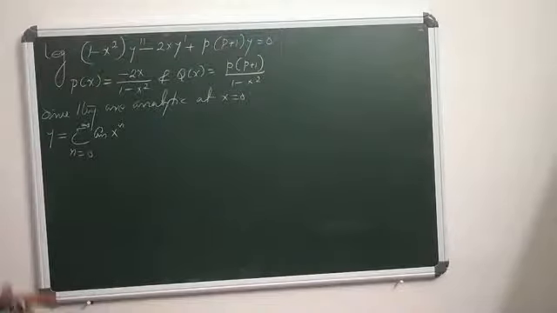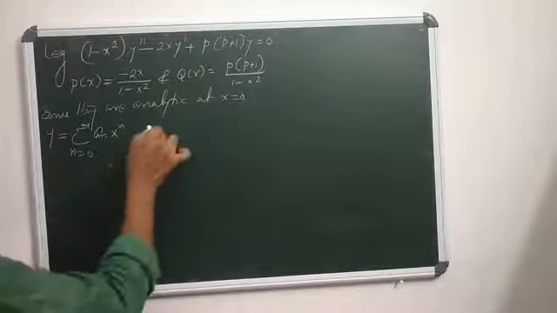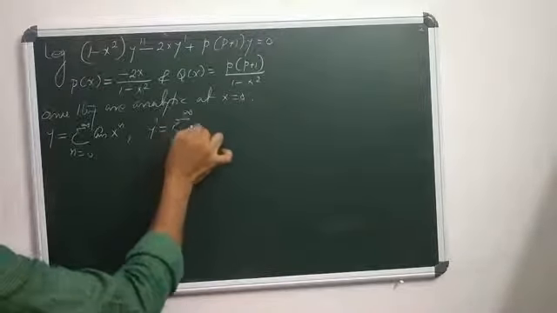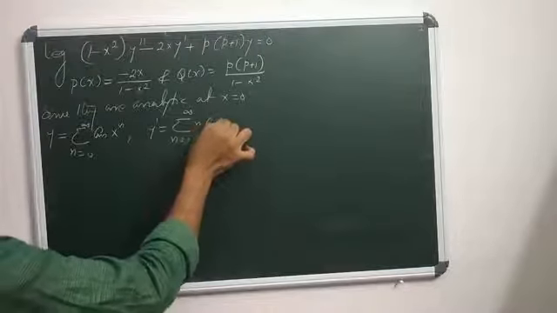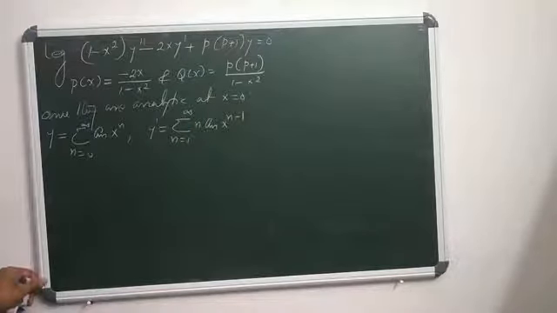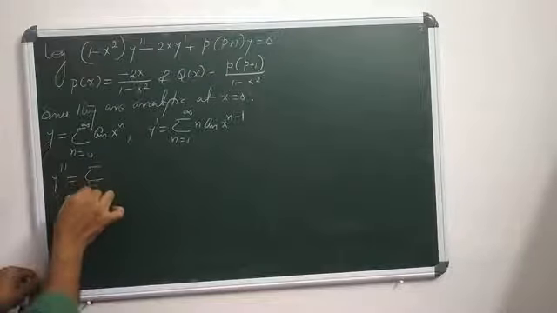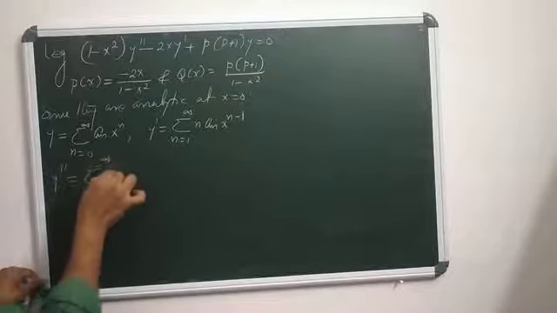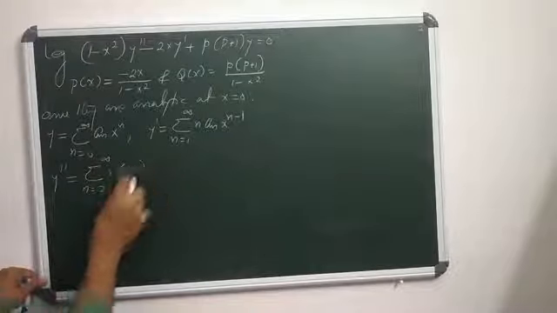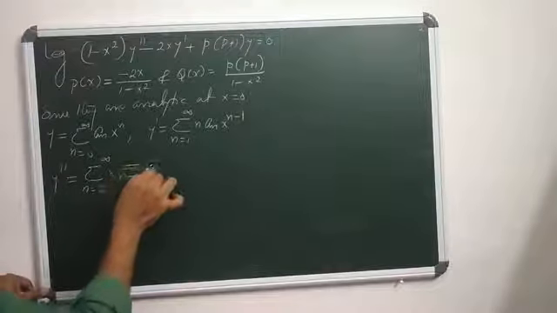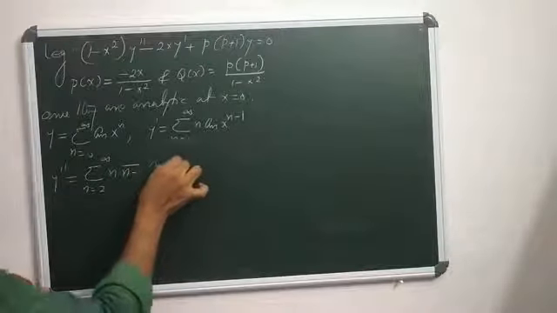Then as usual, what is y? y is this one. What is y dash? y dash equals sigma n ranges from 1 to infinity n a n x power n minus 1. Okay. What is y double dash? y double dash equals sigma n ranges from 2 to infinity n into n minus 1 into a n x power n minus 2.